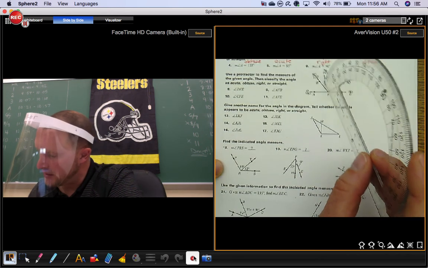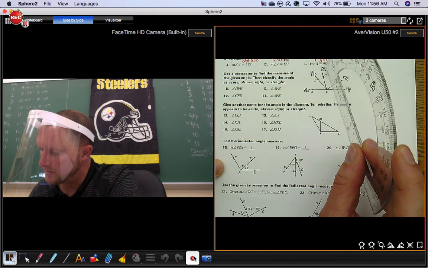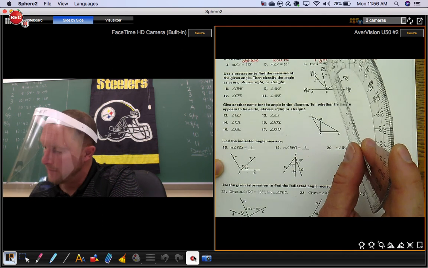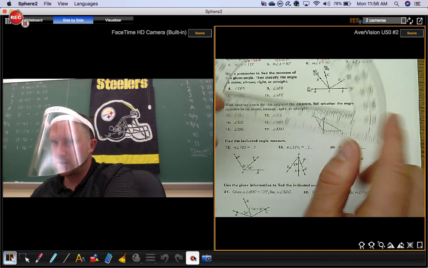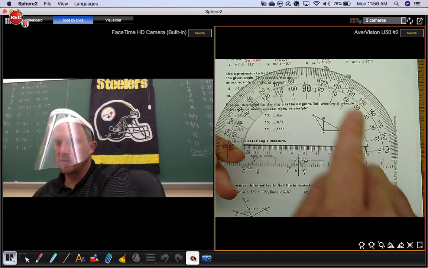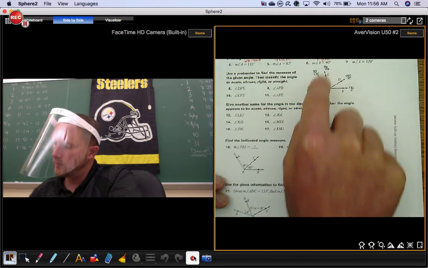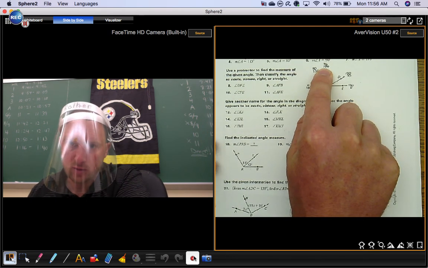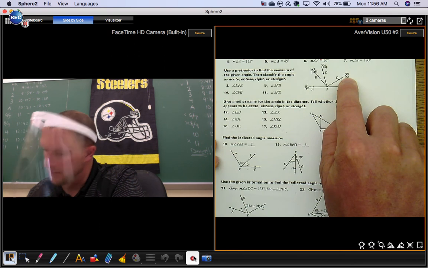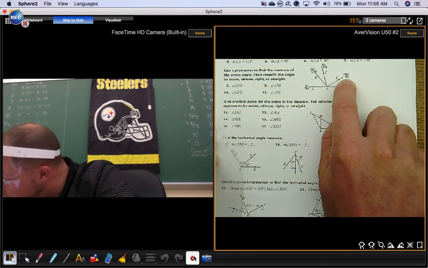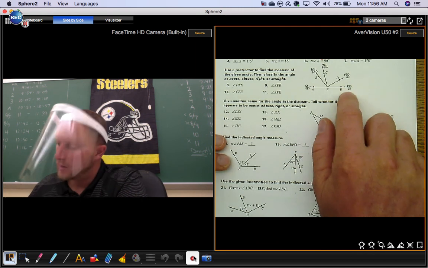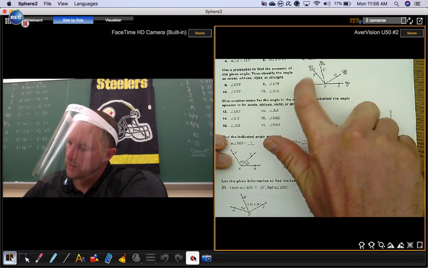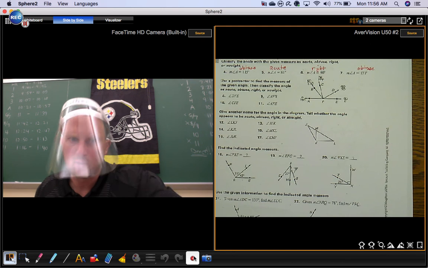Okay, so this ray FC goes through 2 points, ray FE goes through 1 point. Each point has 2 numbers because you could read the scale going this way, or this way. Okay, so 76 and 104 live here. 150 and 30 live there. 180 and 0 live there. The 2 numbers, I don't know if you noticed this, but they're always going to add up to 180.